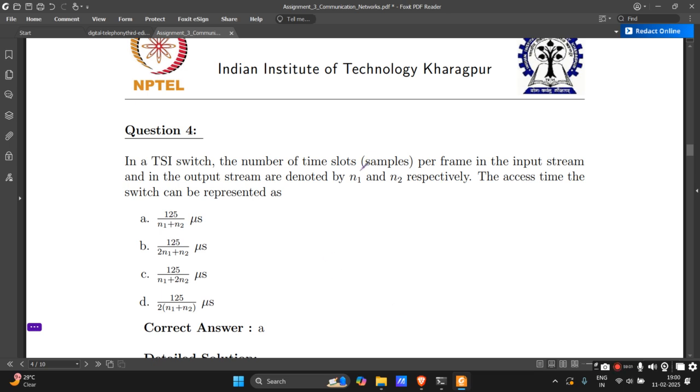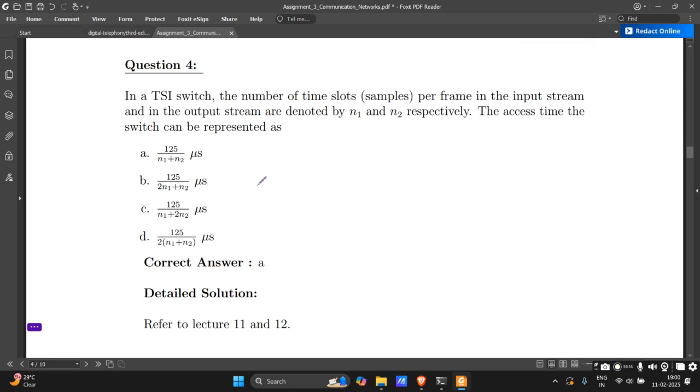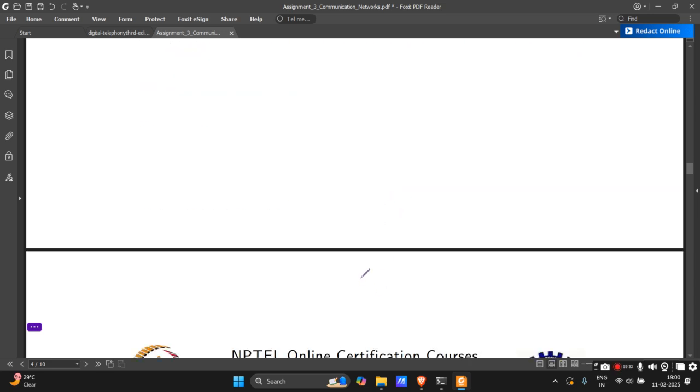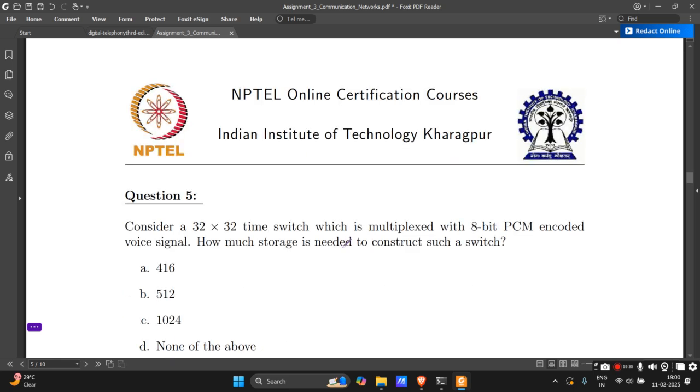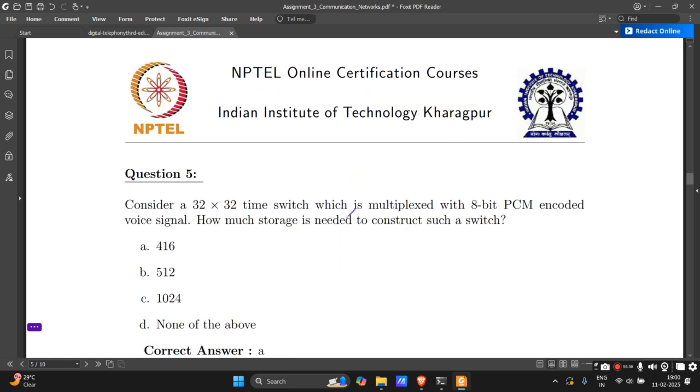So basically in the TSI switch there are N1 input streams and N2 output streams. So 125 by N1 plus N2 microseconds you will need. So there is nothing much to study here. So you have N1 samples here and N2 samples there. So what will be the total time needed? So 125 by N1 plus N2. So it is straightforward, because 125 microsecond is the total sample frame duration. So next question.